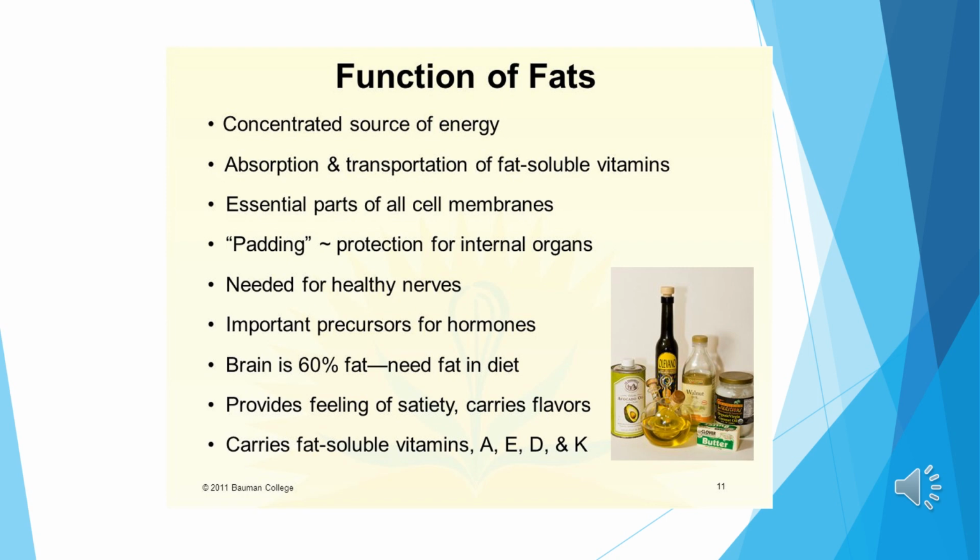It's needed for healthy nerves. It's an important precursor for hormones. The brain is 60% fat, so we need fat in our diet. Of course, fat gives us a feeling of satiety. It carries flavor, so it gives you that feeling of being satisfied when you eat. It also carries fat-soluble vitamins, which we talk about later in a different chapter.